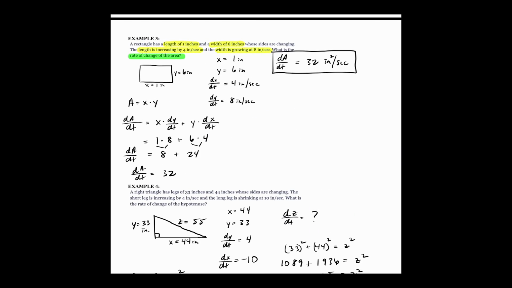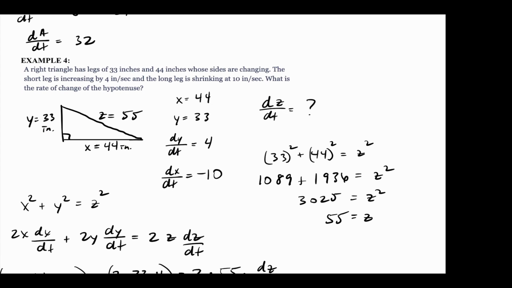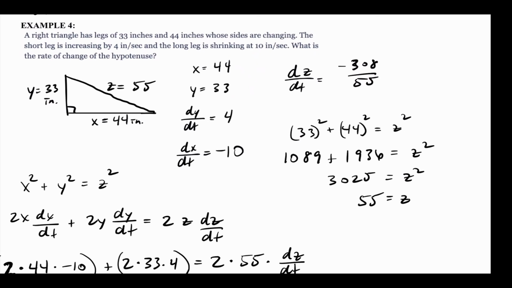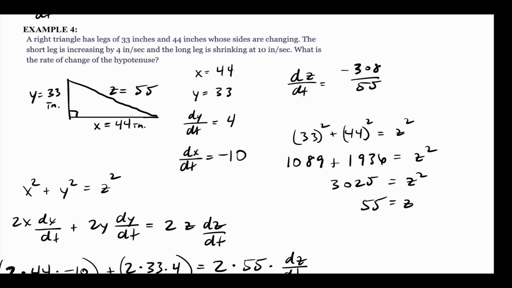So negative 308 over 55. What label would this get? This one would just be inches per second.